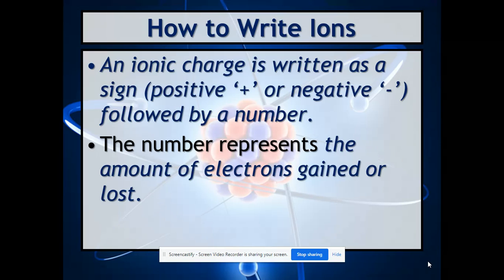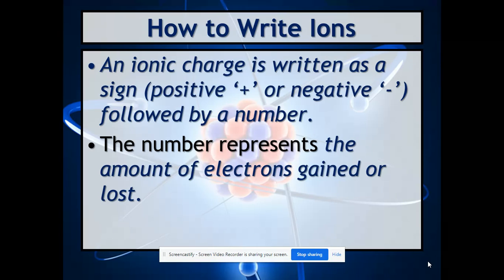So you'll have either a plus sign or a negative sign, and a lot of times there is a number behind there. If there's not a number, we can assume that it's 1. Just like exponents, you can assume that it's a 1 if you don't see anything there.